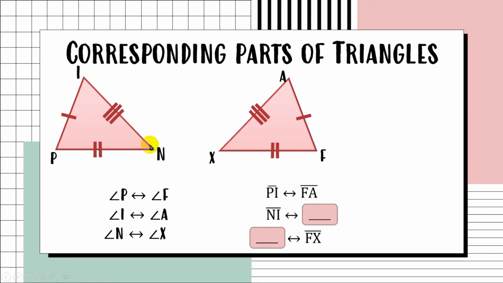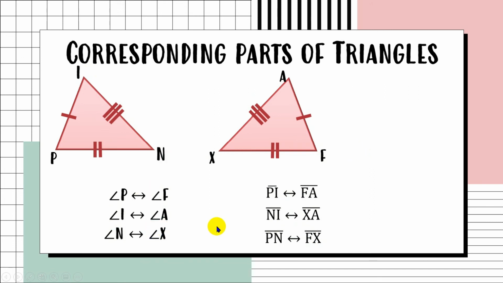Next, we have side NI. So, ito yung markings ng NI. And then, kung titingnan natin dito sa angles, we have angle N and angle I. Angle N corresponds to angle X. Angle I corresponds to angle A. So, dapat, ang pangalan ng side natin na corresponding kay NI ay side XA. Then, the last one, we have side FX. So, yung dalawa yung markings. And then, si F ay corresponding kay P. Si X ay corresponding kay N. So, the side that corresponds to side FX is side PN. Okay? So, these are the corresponding angles and corresponding sides of these two triangles.